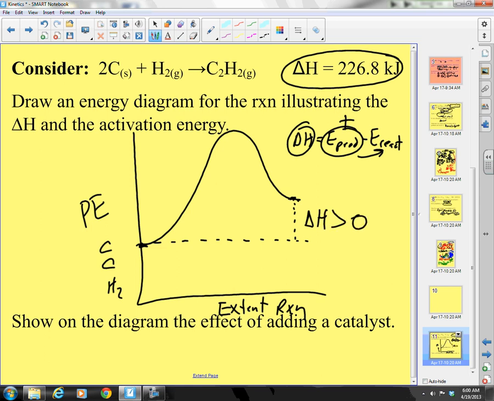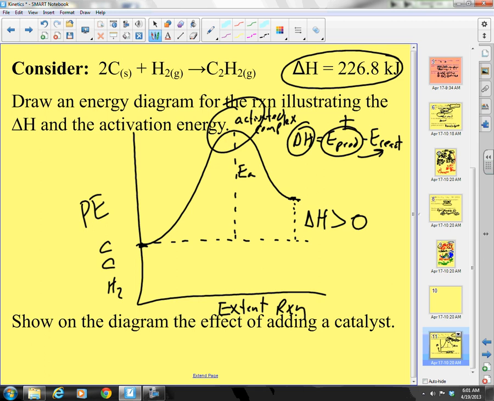What's the difference between where I start and my activated complex? That is my activation energy. Here is my activated complex, right? It's the transition state between my reactants and products, and it's my peak of energy. There's the peak of energy. Good.